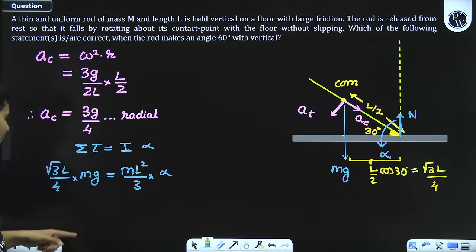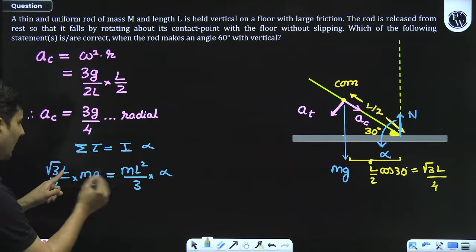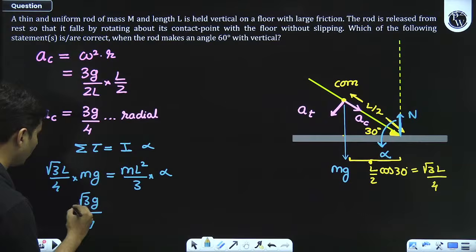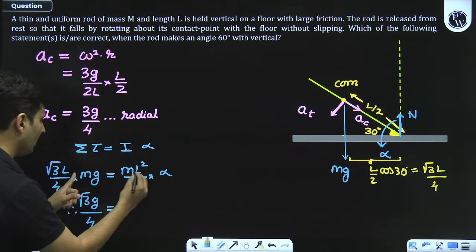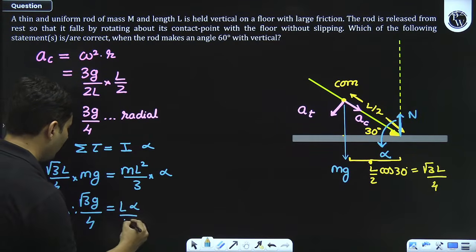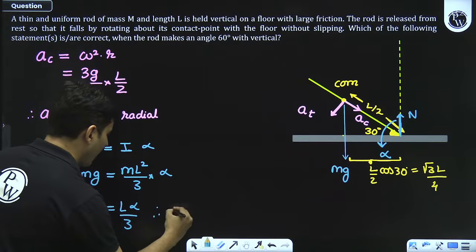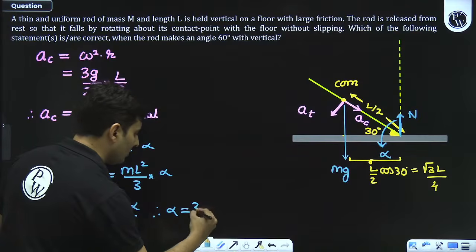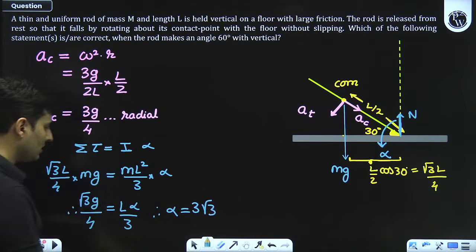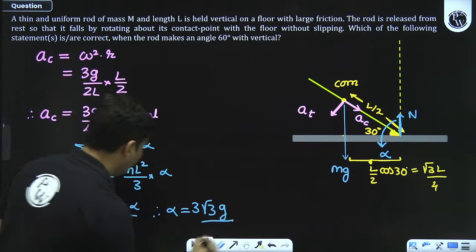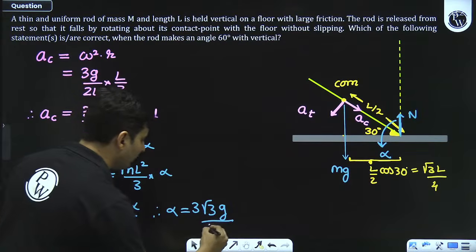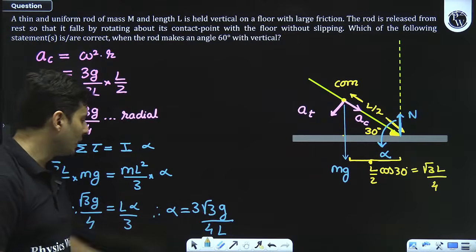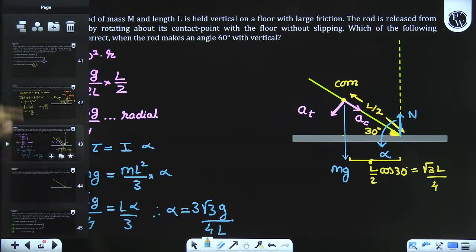Okay, couple of things getting cancelled. L getting cancelled. So root 3g by 4 is equal to m has gone, L has gone. L alpha by 3. So therefore alpha will be 3 into root 3. So 3 root 3, G is also there, divided by L and 4. So 4 times L. So alpha will be 3 root 3 G by 4L.